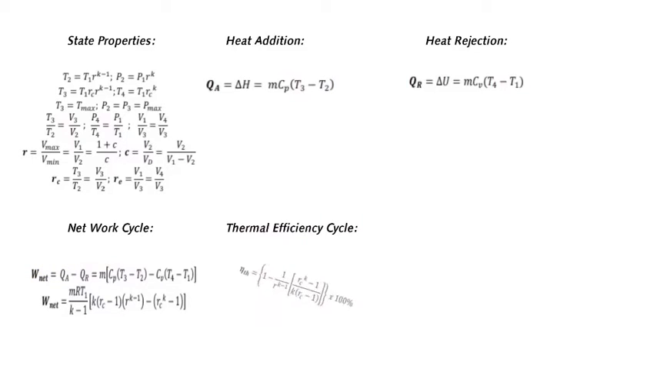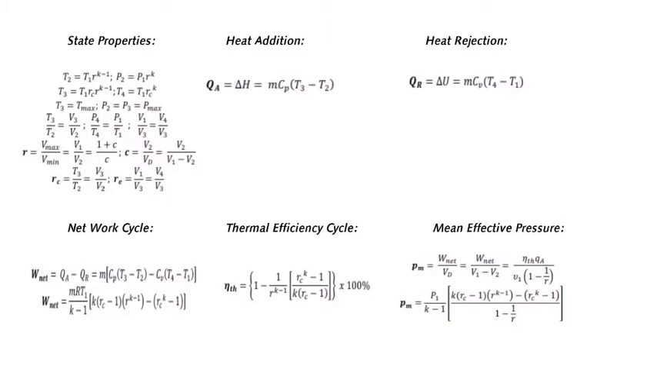Number 5 is the formula of cycle thermal efficiency, which is nth is equal to [1 minus 1 over r raised to k minus 1 multiplied by (rc raised to k minus 1) over (k multiplied by (rc minus 1))] multiplied by 100%.